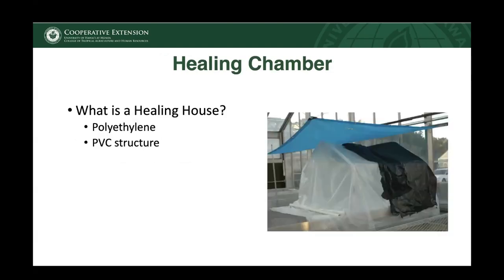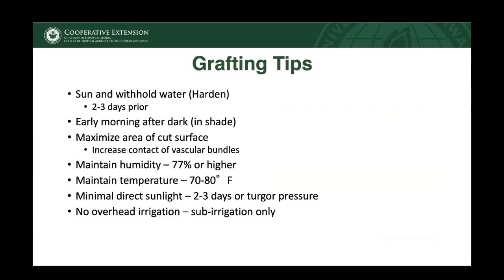And so one of the things that you typically need to build when you're doing seedling grafting is this healing chamber. So it could be as simple as this PVC structure with polyethylene, which is plastic that you cover over to create the humidity. And then you can control the light using either weave fabric or shade cloth or some other mechanism to prevent that direct sunlight onto the plant, which will then heat up that healing chamber.